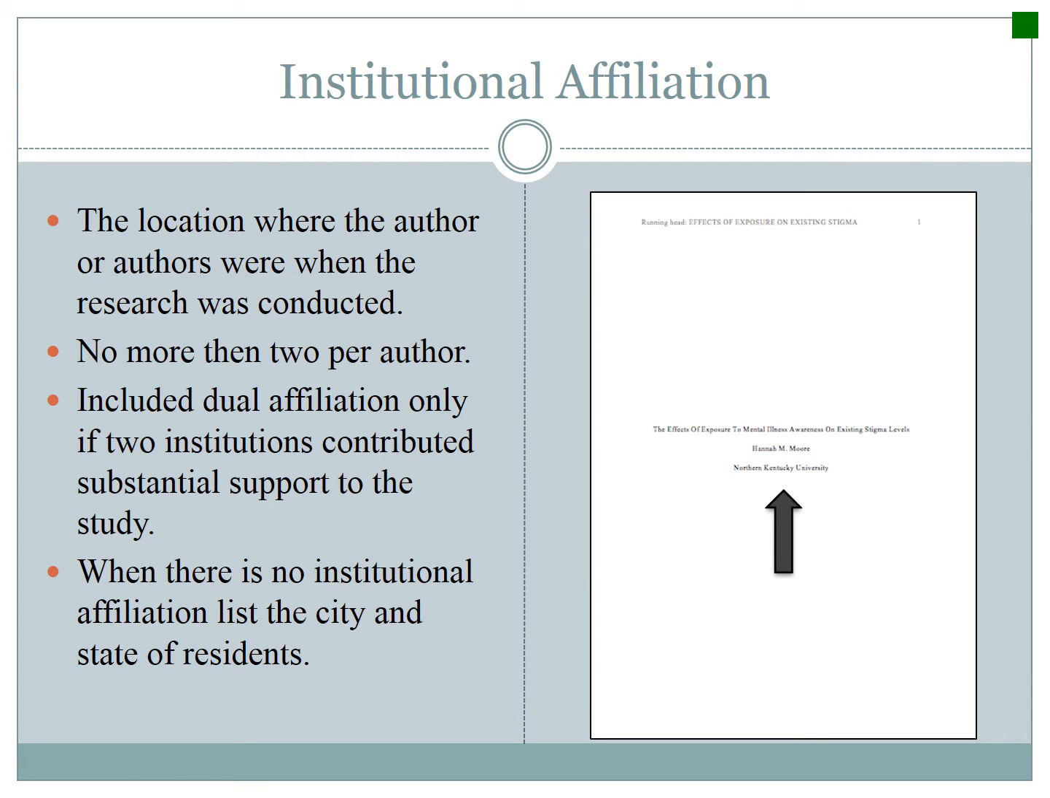Institutional affiliation. Institutional affiliation is the location where the author or authors were when the research was conducted. There should be no more than 2 institutional affiliations per author. Include a dual affiliation only if 2 institutions contributed substantial support to the study. Include the institution that participated the most, following the second. When there is no institutional affiliation, list the city and state of residence.